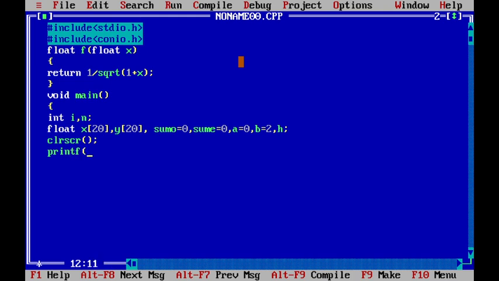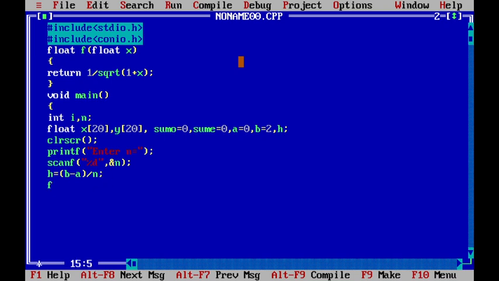then printf enter n. Here n indicates the number of strips, that is, we want to divide the interval a b into n equal strips. So scanf %d and n, then find the value of h. h is equal to b minus a divided by n.